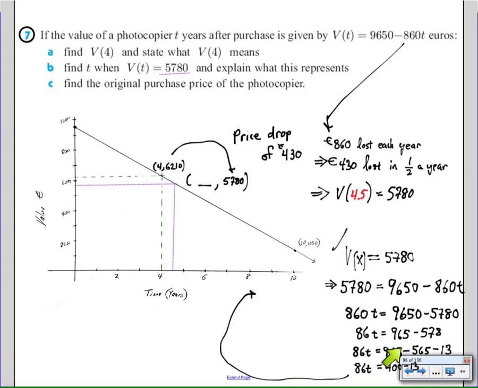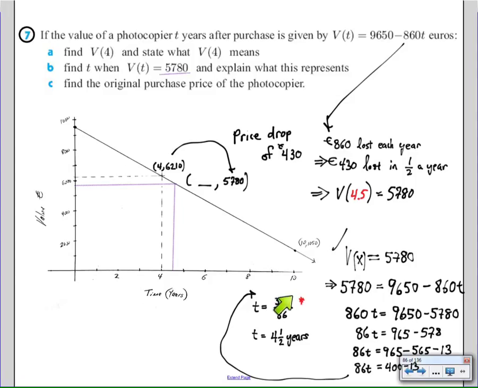I knew 965 minus 565 is easy. That's 400. Take away another 13. I can figure that out. That's 387. Divide that by 86. Well, here again, I don't want to take 387 divided by 86. That's hard. But I know the answer is 4.5 already.